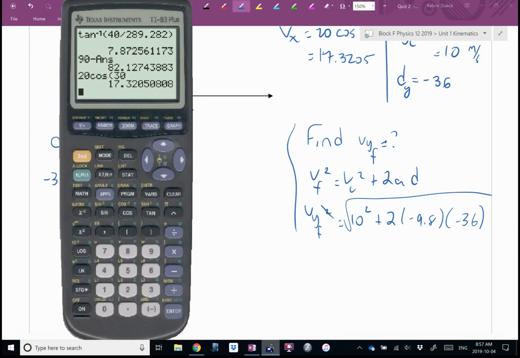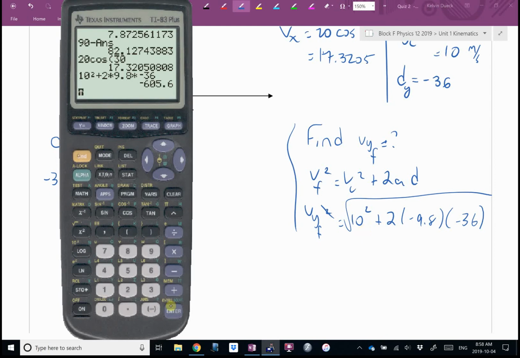So if I go to my calculator and I go 10 squared plus 2 times negative 9.8 times negative 36. By the way, those of you that are paying close attention, what I've just typed here is from the quadratic formula, b squared minus 4ac. I'm doing the quadratic formula in a roundabout way without actually calling it the quadratic formula. But you're going to see some of the same numbers show up in some of the same locations.